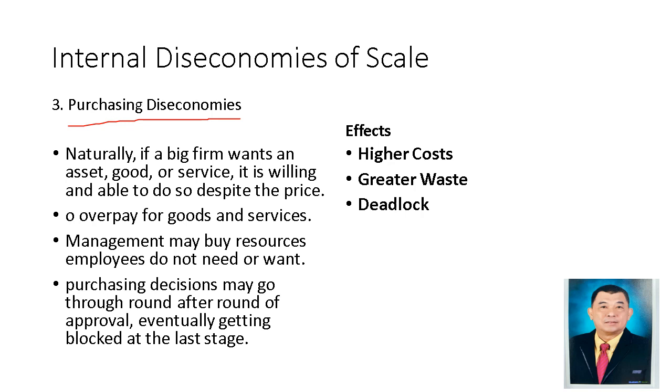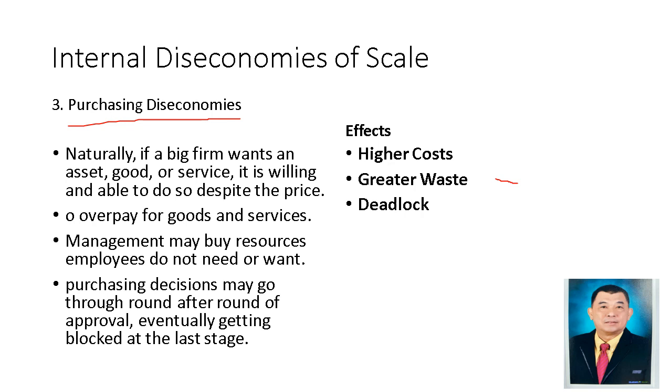So higher cost is number one. As firms become increasingly willing to spend more, they are more likely to overpay for goods and services. In turn, this will end up impacting their bottom line, their profit. Greater waste is another one. As the firm gets bigger, there is a disconnect between management and the average employee. Consequently, the needs of the workers are often forgone and overlooked.